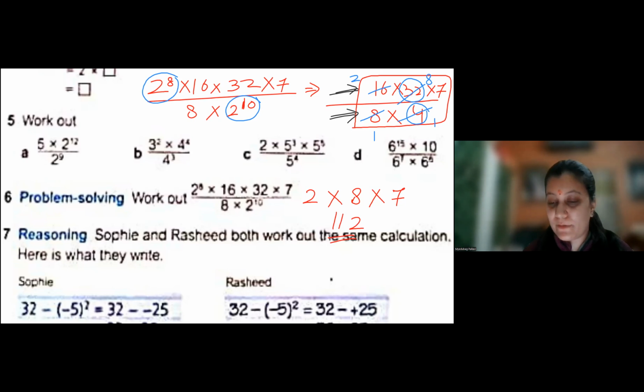Then I'll tell you another way. This is one way: solving the terms with the same base first, then expanding the terms, and after that, the last step, simplifying the fractions and finding the answer. This is one way of doing it. If you want, you can note it down also.